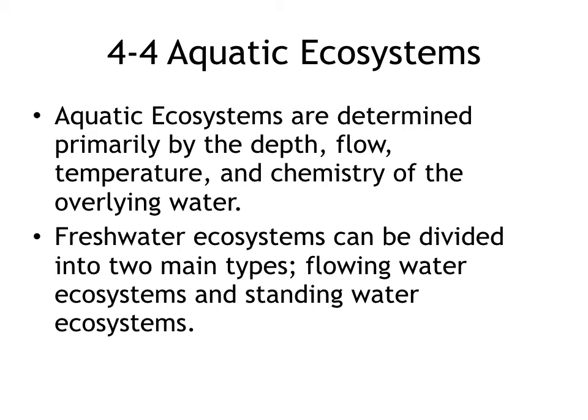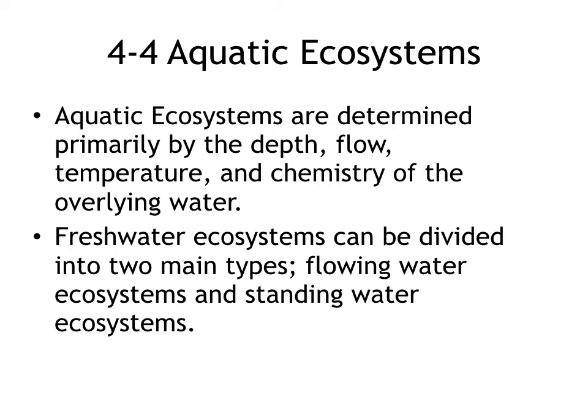So 4.4 is going to be the last section that we do in Chapter 4 before we test. And it's dealing with aquatic ecosystems. Aquatic ecosystems are going to be determined primarily by the depth, flow, temperature, and chemistry of the overlying water.